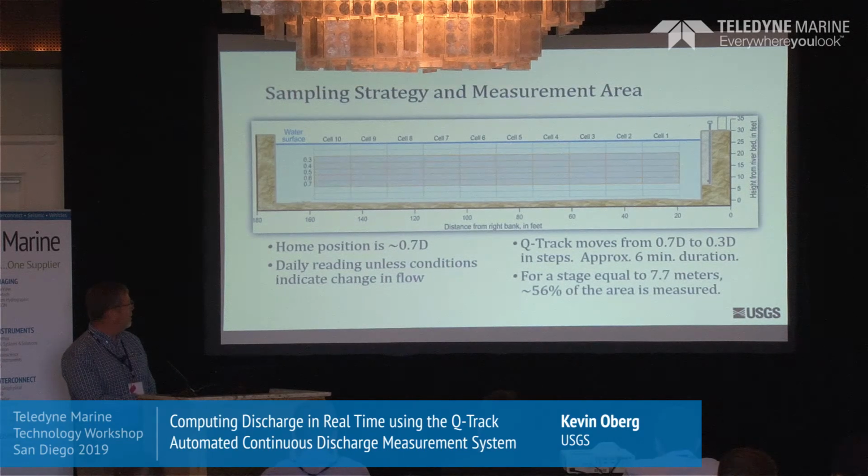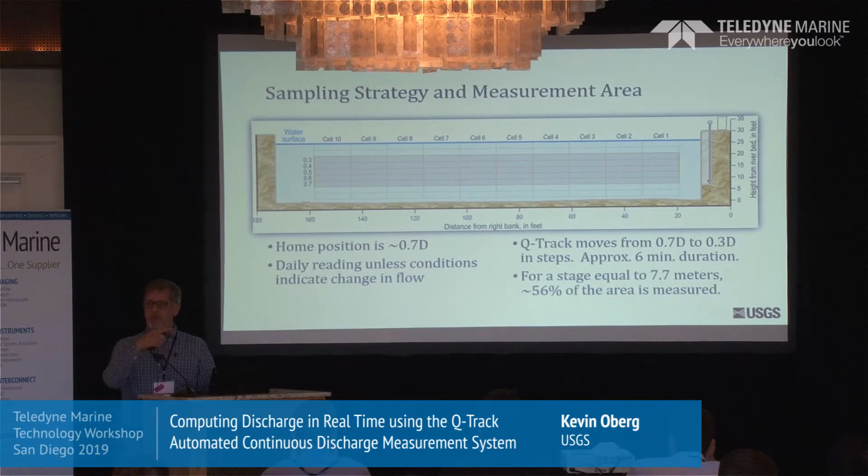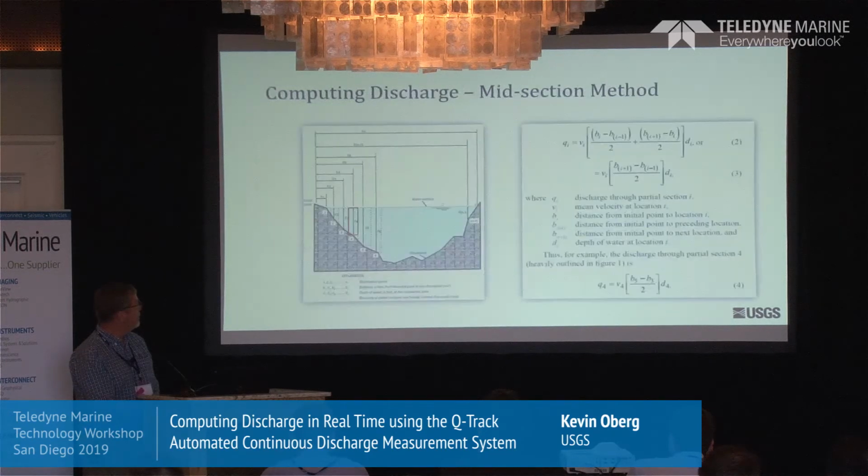And what we then do is increment the system, move it up in every 10th of the depth till we get to about 3/10 of the depth. The reason we stop there is because the canal stage can change, and we don't want to be measuring in a zone where we're getting side lobe interference or other things. It takes about 6 minutes to do this measurement.